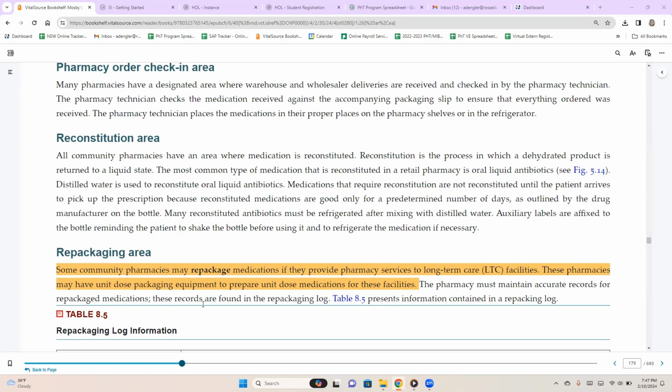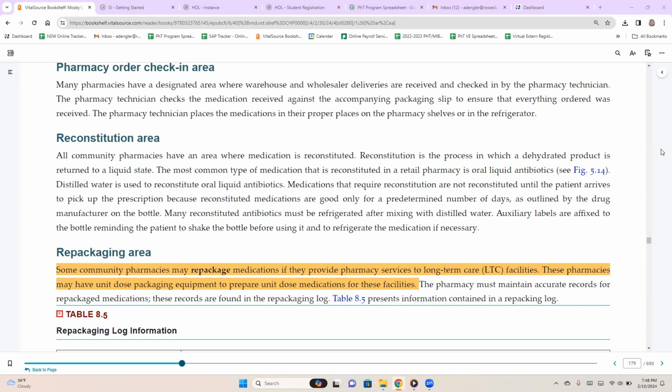All community pharmacies have an area where medication is reconstituted. Reconstitution is the process in which a dehydrated product is returned to a liquid state. The most common type of medication that is reconstituted in a retail pharmacy is oral liquid antibiotics.